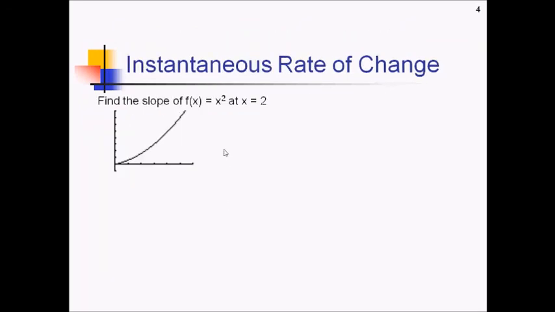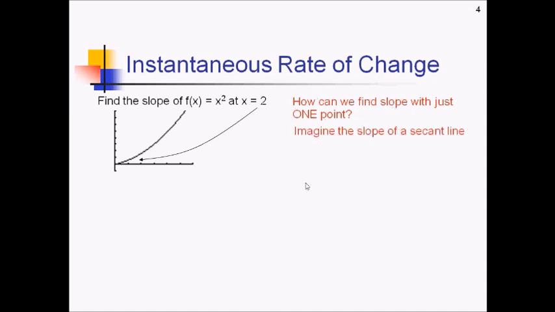Our next task is going to be to find the slope of x squared at x equals 2. So this is a little bit different than the last problem. I mean, how do we find the slope with just one point? So imagine that you have the slope of a secant line. Let's start there. So we've got x, and x plus h is my x values. This is just any old secant line.